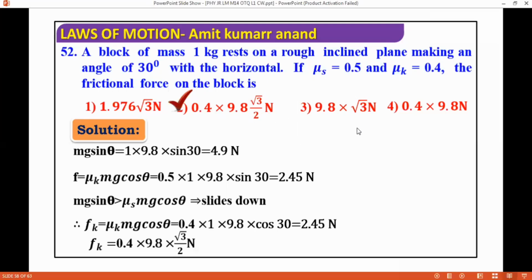If you solve the question, you can put it in a calculator and solve it easily. Option number 2 is coming here. So we are moving on to the next one.